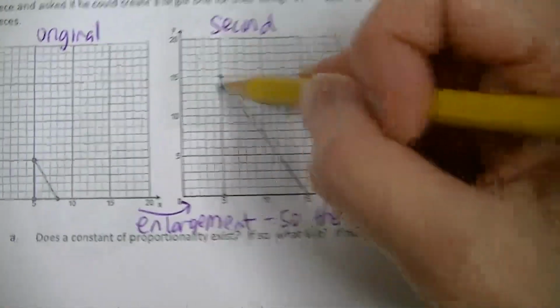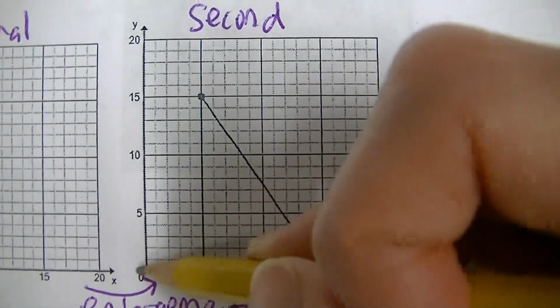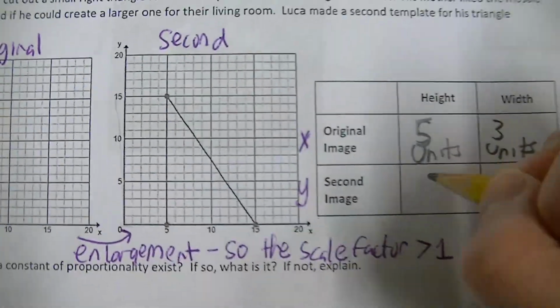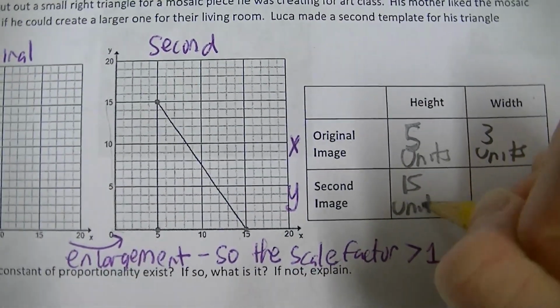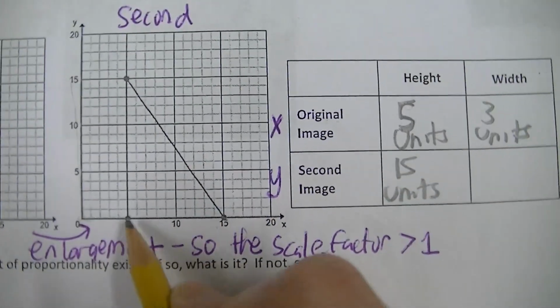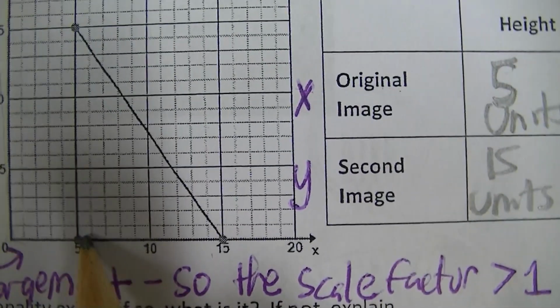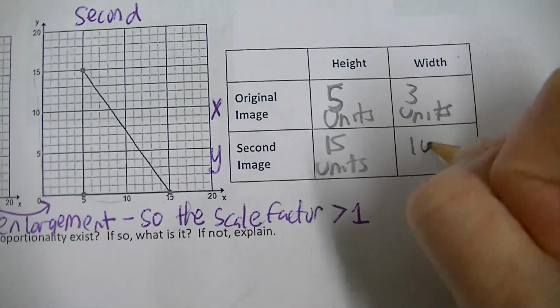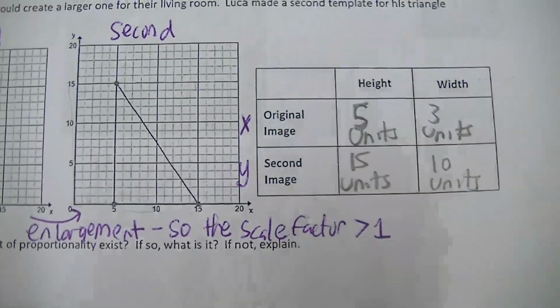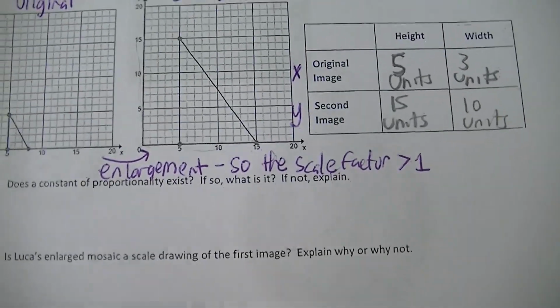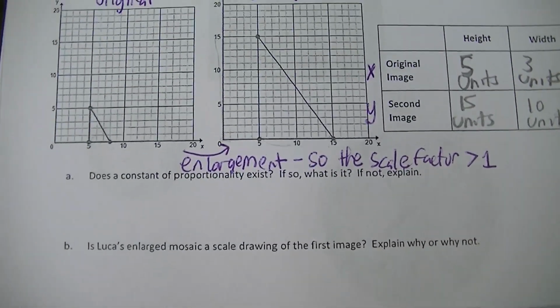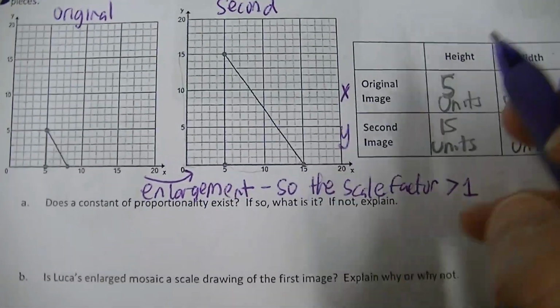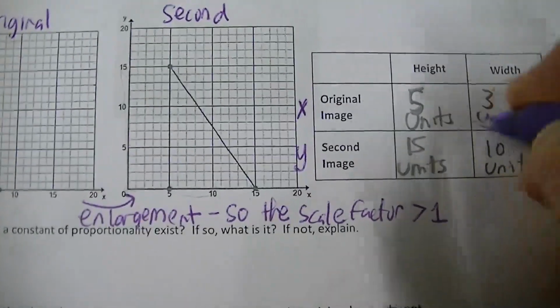And then the second image starts at 0, like here, 0 to 15, so that's 15 units. And then for the width, I can't do that exactly. I have to go, let's see, it's 5, 10 units. Okay, let's go ahead and determine the scale factor, okay? So let's find that out here.